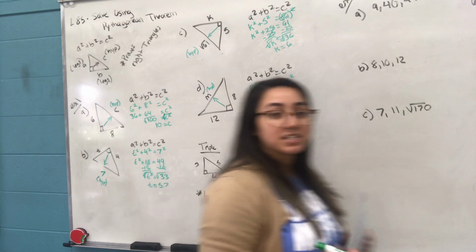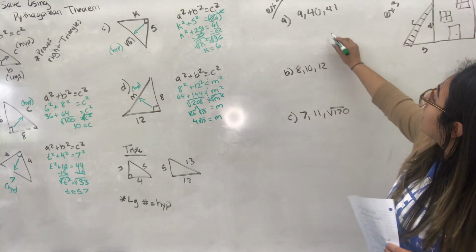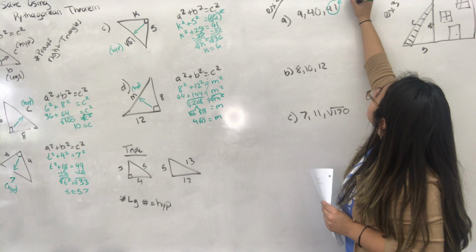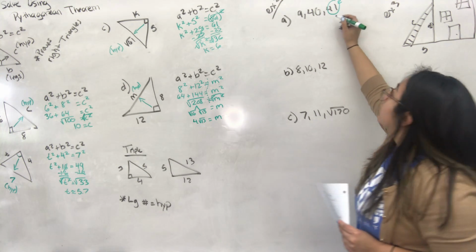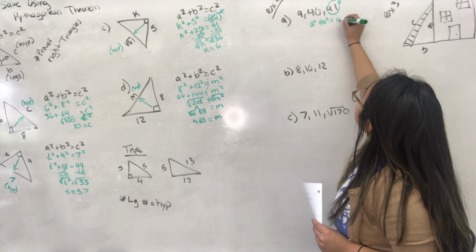Now example 2, they're asking us, can you prove that these triangles are right? Now, can you see A? Yeah. For A, you have 9, 40, 41. 41 is the largest number. This is your hypotenuse. To prove it, we use a squared plus b squared is equal to c squared.